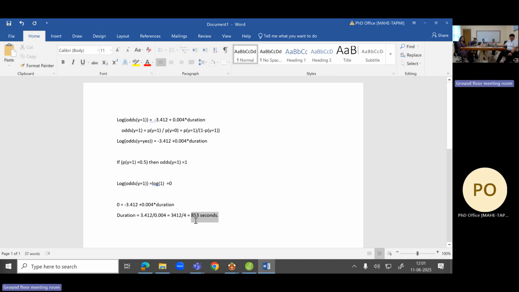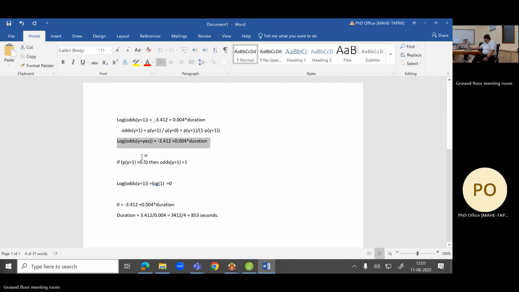So 853 seconds is the minimum which you require. I was saying that there is one more interesting aspect to this. Let's say this equation, I transfer the log part to the right hand side. So what will happen?